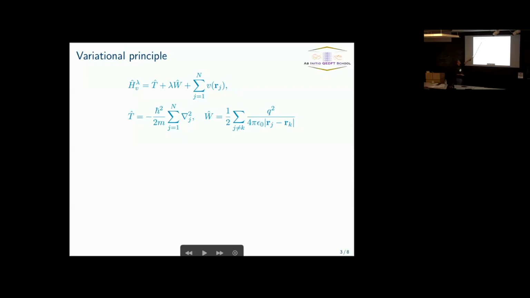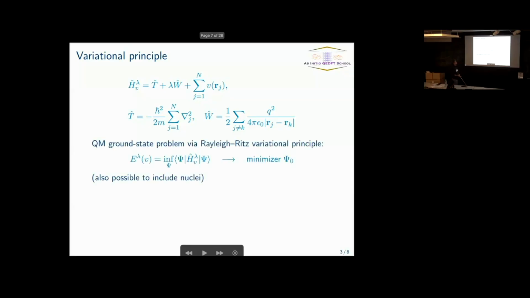Lambda 0 means off, so non-interacting electrons, the easy system that I can easily solve because it's only independent one-particle Schrödinger equations, and the fully interacting one, which could be lambda equal to 1. So whenever you see a 0 on top, it means non-interacting. Whenever you see a 1 on top, it means interacting. Okay, and I add for every particle this external potential. So nothing so special here.